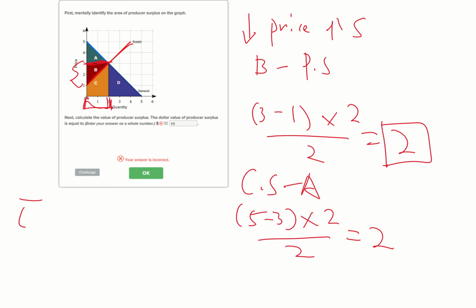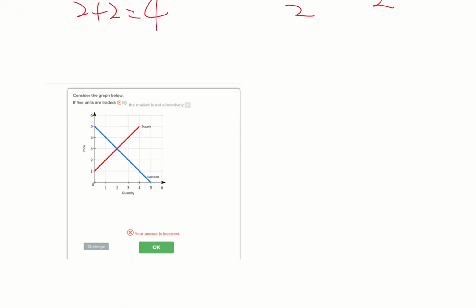And then your total economic surplus, that's the sum between your consumers and producers. So 2 plus 2, the economic surplus is 4. Okay, all right, that's the first one. Now, next question.